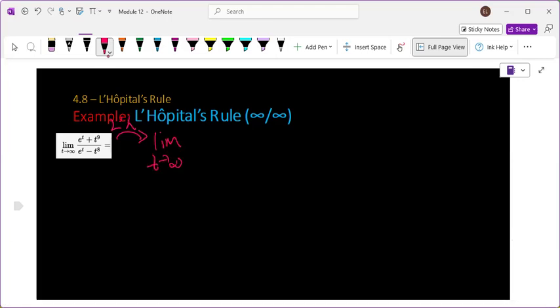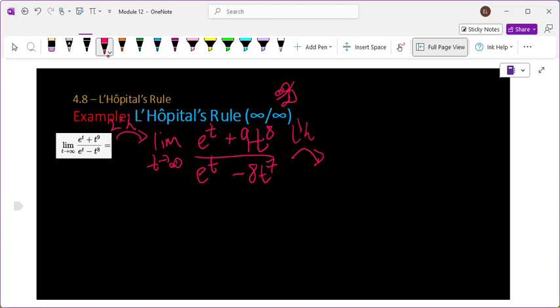So the limit is t approaches infinity. Now we'll have 9t to the 8th, and down on the bottom, 8t to the 7th. And then we get another infinity over infinity. I'm not going to write all of these, but I do just want to write the first two so we can kind of see the pattern that's being established.